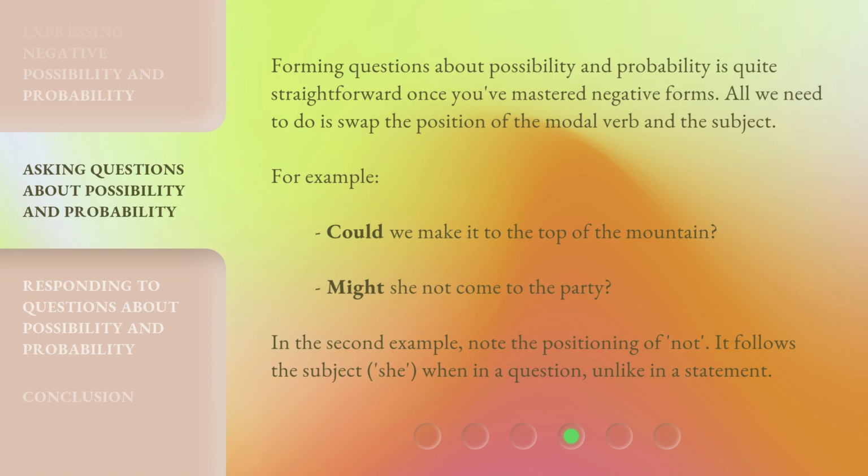Forming questions about possibility and probability is quite straightforward once you've mastered negative forms. All we need to do is swap the position of the modal verb and the subject. For example, could we make it to the top of the mountain? Might she not come to the party? In the second example, note the positioning of not. It follows the subject, she, when in a question, unlike in a statement.